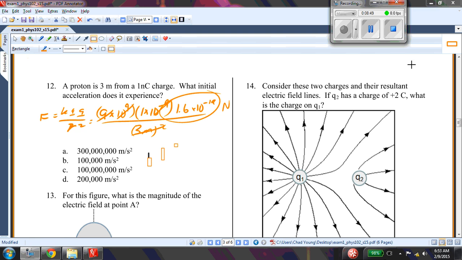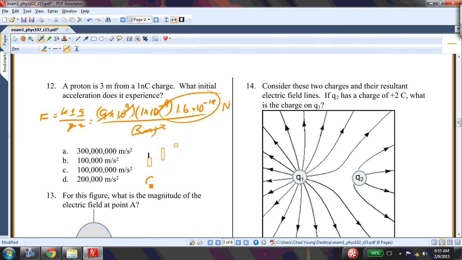I'm going to pause for just a sec. Okay, so the acceleration then, a, is F over m. That's that 1.6 times 10 to the minus 19 newtons over 1.67 times 10 to the minus 27 kilograms, which is, those basically cancel out, 1 times 10 to the 8th, which is C. That was actually a question from another old test.